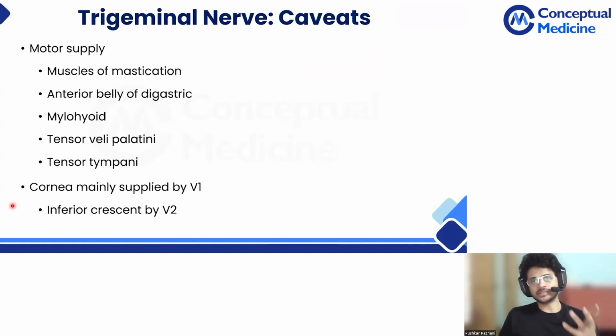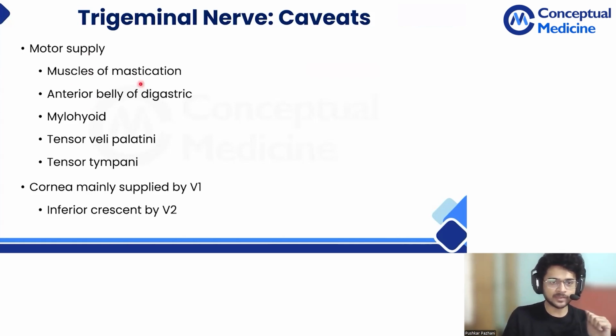Next, the motor supply of the trigeminal nerve. Primarily it supplies the muscles of mastication, that is the temporalis, the masseter, and the medial and lateral pterygoids. Other muscles supplied by the motor nucleus of the trigeminal nerve are the anterior belly of the digastric, the mylohyoid, the tensor veli palatini, and the tensor tympani.